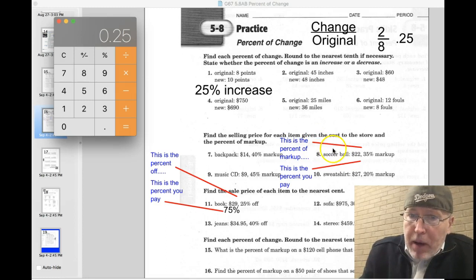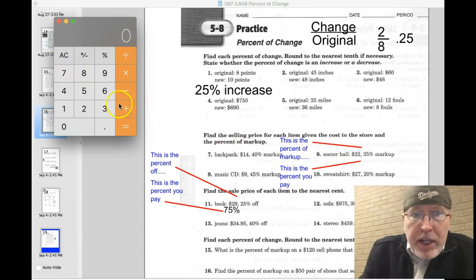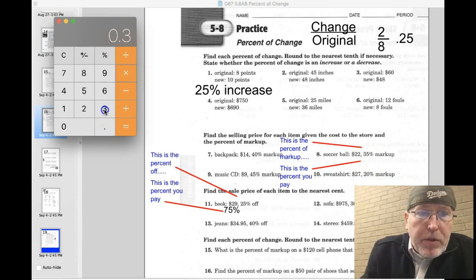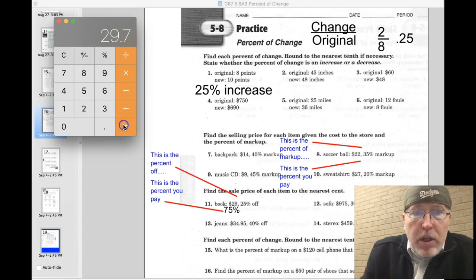Now we have to do some percent markup and percent off. A couple of ways to do this. There's the hard way, I think. You take the $22 right down here, and you figure out what 35% of that is. So just multiply it times 0.35. You get $7.70. We'll add that to the 22, and you get a total of $29.70.